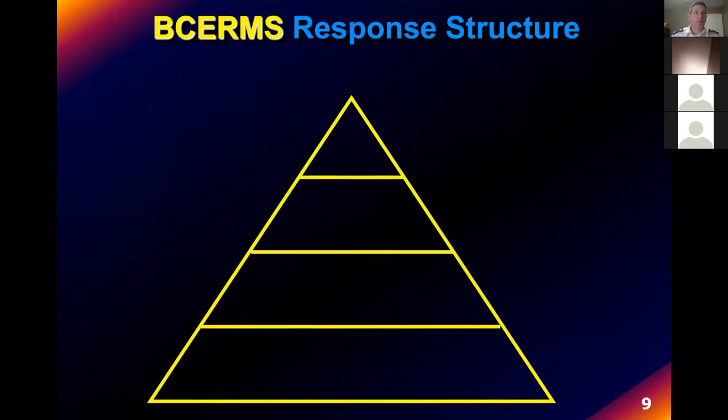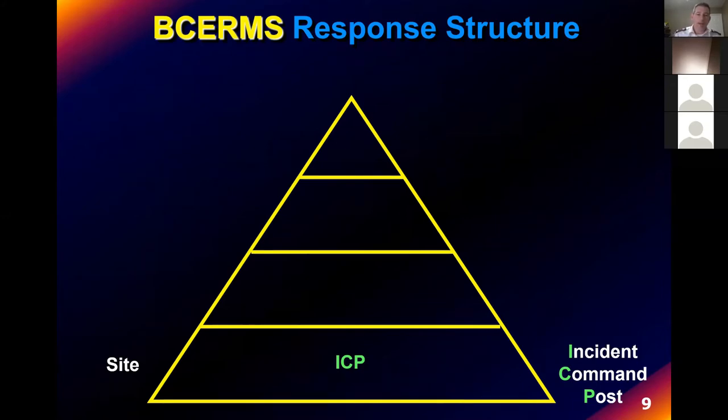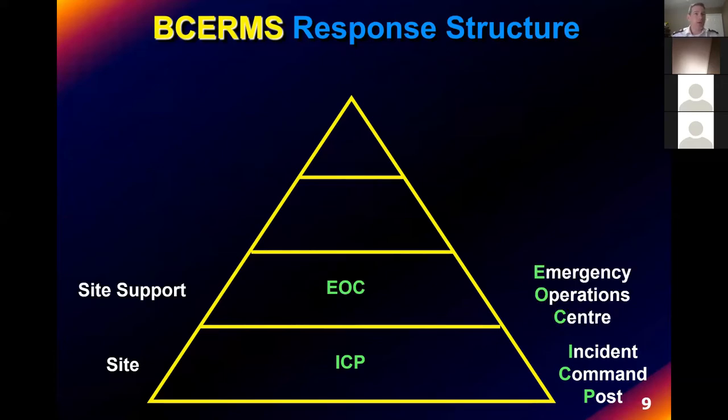Okay, so basically, when we're talking about BCERMS, this develops from the bottom up, right? So number one, we're looking at the site level, right? And at the site level, we have what's called an incident command post, right? And that's what the ICP stands for. That's an operational level. This is basically where we as firefighters are, right? We're at that site level. We're the ones with boots on the ground doing the work in the field. So again, that's us. Above that, we go to site support, which is the Emergency Operations Center, or EOC.